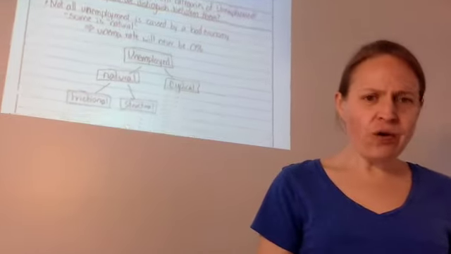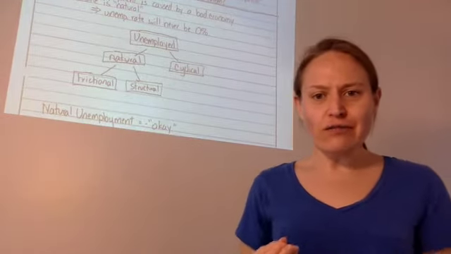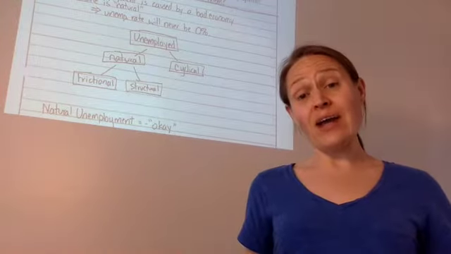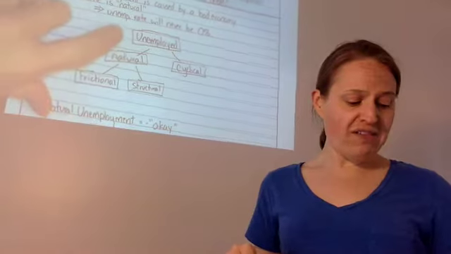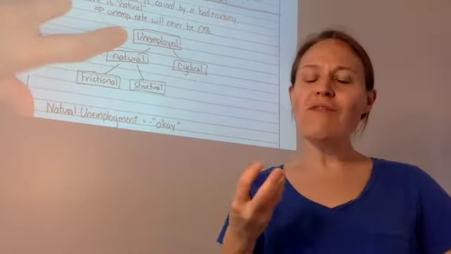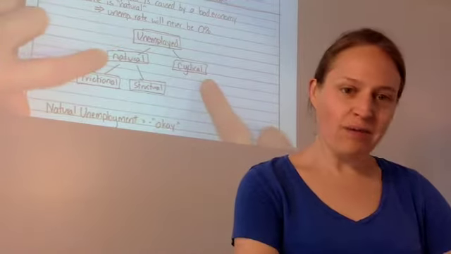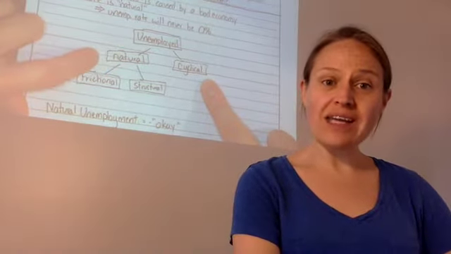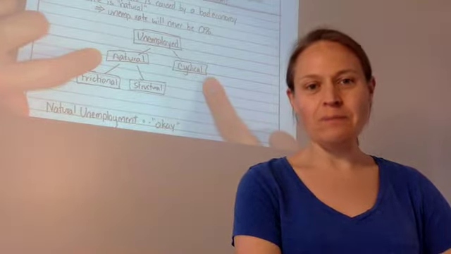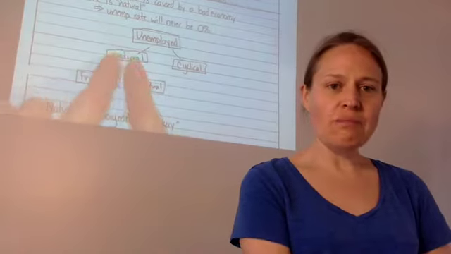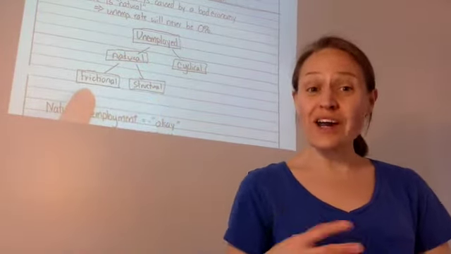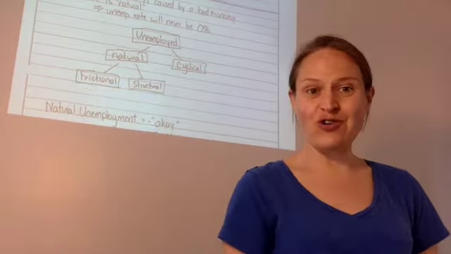All right. So here again is a little diagram to show you how they break up these different categories of unemployment. This top box says unemployed. So if they take all of the unemployed people, they can divide them into two categories: natural unemployment and cyclical unemployment. And then they can take the natural unemployment and divide it into two parts, which are frictional and structural. So we're going to spend our time talking about what these different terms mean.